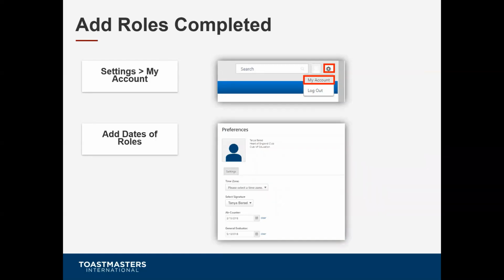And what you'll see is that as you scroll down, it will have literally a drop-down box for each of the different roles. You can go in and say, I did Ah-Counter on this day, I did General Evaluator this day, I haven't done Toastmaster of the Evening, maybe I can request that from my VPE. So it's a really nice tracking tool.